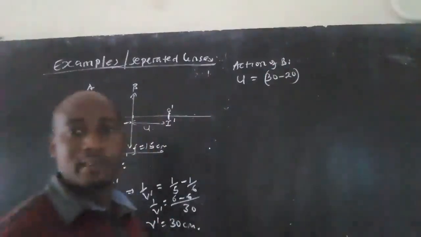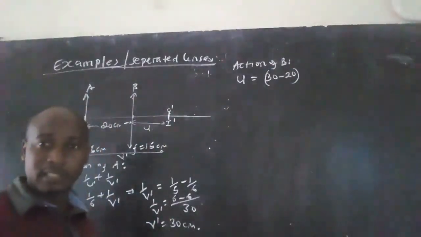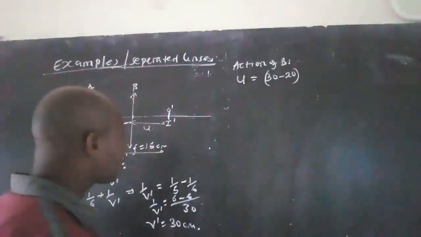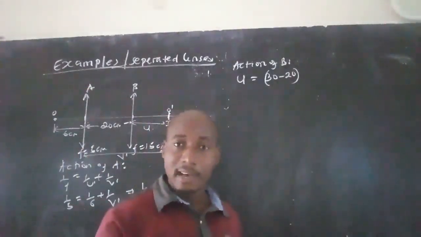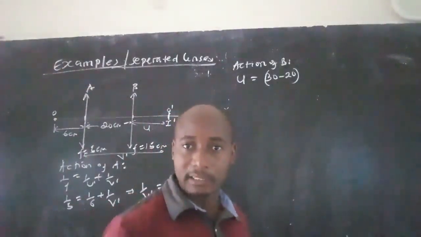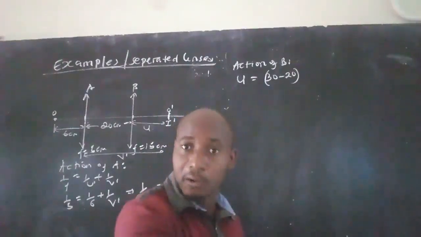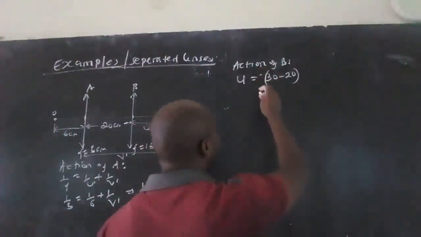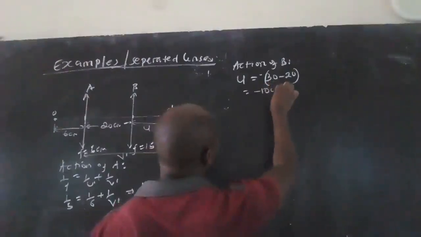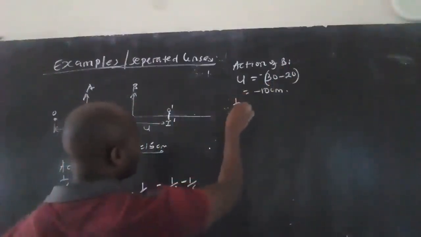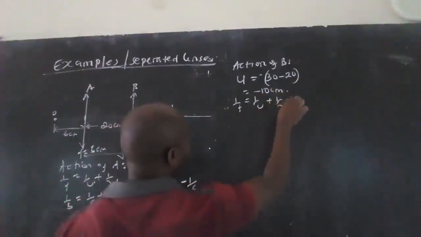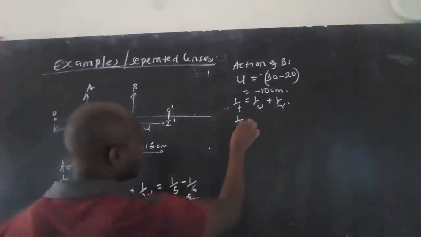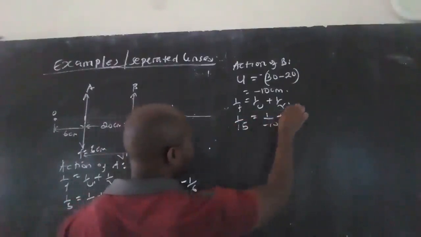But when you look at where it is, on the other side where the image is supposed to be formed, an object is always placed in front of the lens. An object which is behind is a virtual object. So this object is behind, therefore it is acting as a virtual object for the lens. Therefore, put a negative, which gives us negative 10 centimeters. So 1 over F equals 1 over U plus 1 over V, where V is the final image distance. So 1 over 15 is equal to 1 over negative 10 plus 1 over V.